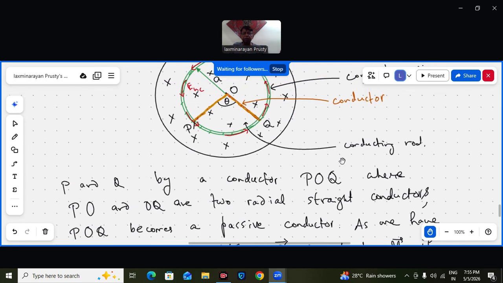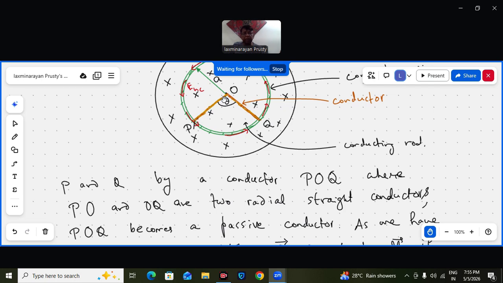भाई बताओ क्यों इसलिए passive हो जाएंगे? क्योंकि OP में कोई EMF इंड्यूस नहीं होता. वही ENC पर perpendicular to DL. Similarly, OP में भी कोई EMF इंड्यूस नहीं होगा. At every point ENC is perpendicular to DL.